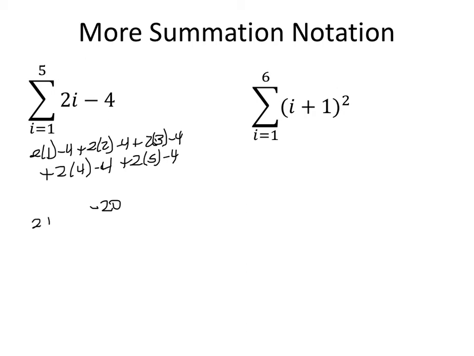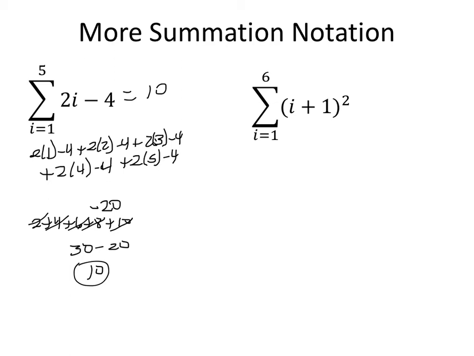So 2 plus 4 plus 6 plus 8 plus 10, right? I like to count things in groups of 10, so I'll have 10, and 8 and 2 give me another 10, and 4 and 6 give me another 10. So I have 30 minus 20 adds up to a positive 10. So the sum of all these terms is just 10.